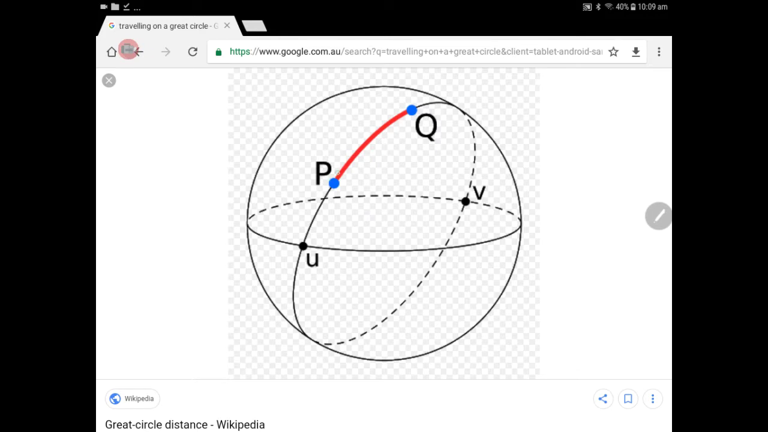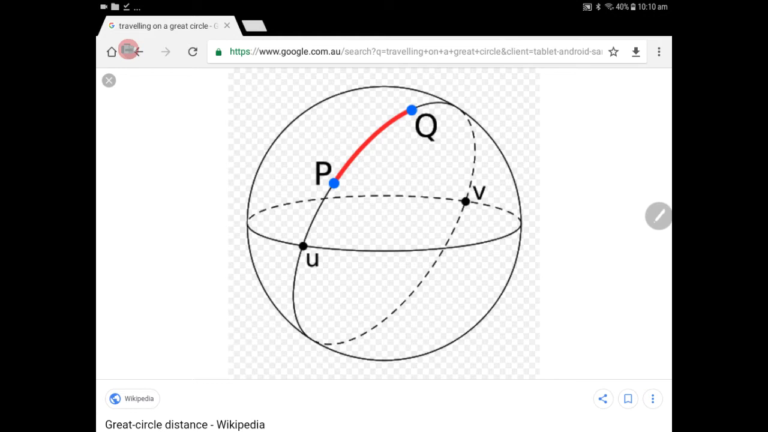So you can see between points P and Q here that's a part of a great circle. This great circle is the largest circle you could produce on the surface of the Earth, the largest possible circle. And it just happens to be exactly the same as all the lines of longitude, those lines that travel through the North and South Pole. When we're travelling north or south, we're on a great circle. The equator is a great circle.